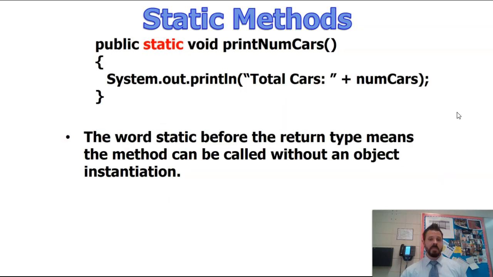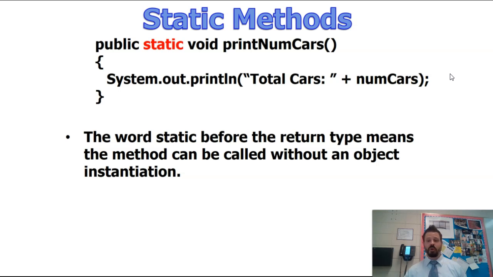We also have a static method, the public static void printNumCars. All this method is going to do is print out the string "Total cars" plus the variable numCars. The reason I'd want a static method like this is that the variable numCars isn't attached to a specific car object, it's the class as a whole. In some cases, it would be nice to print information about the class as a whole, not a single car. The word static before the return type means that the method can be called without an object instantiation.